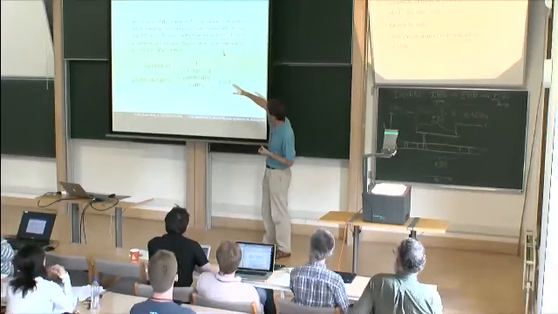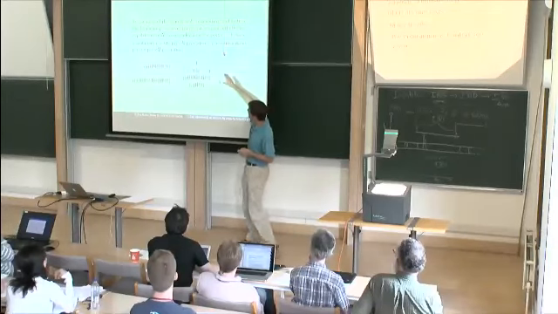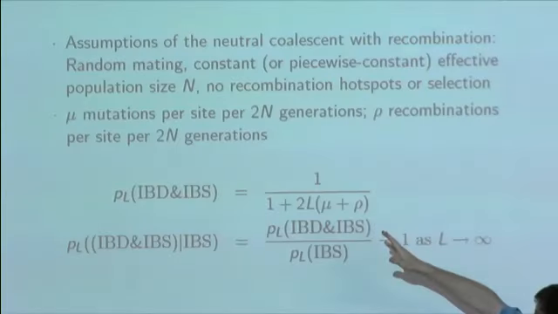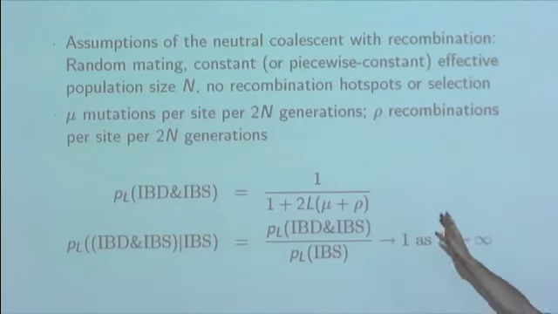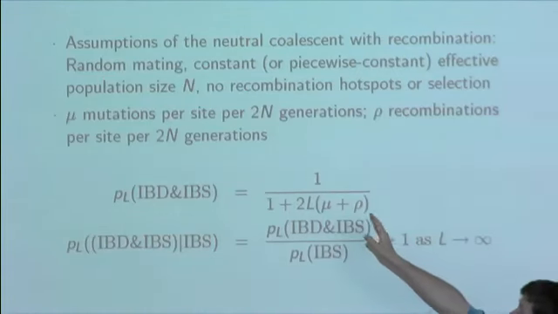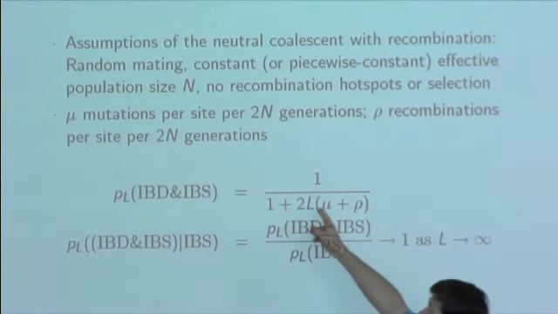So we've got mutations per site per 2 generations and so on. And it turns out, if we think of what we're interested in, the probability of IBD given IBS, that's the probability of IBD and IBS divided by the probability of IBS. The probability of IBD and IBS is a very easy thing to calculate.